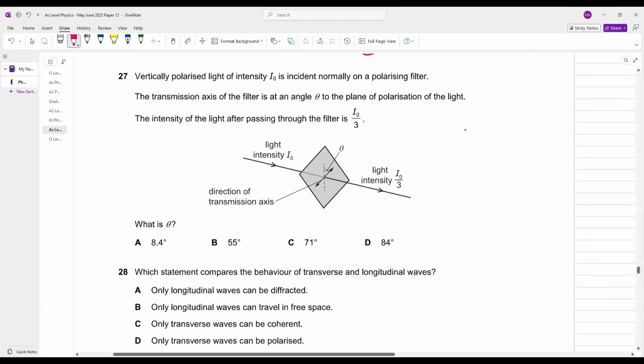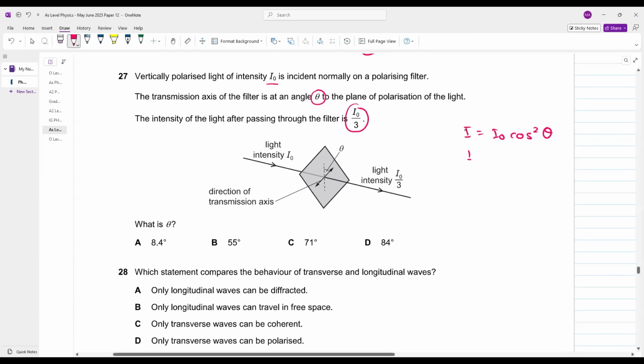Vertically polarized light of intensity I naught is incident normally on a polarizing filter. The transmission axis of the filter is at an angle theta to the plane of polarization of light. The intensity of light after passing through the filter is I naught over 3. What is angle theta? Which formula will we apply? I = I naught cos squared theta.